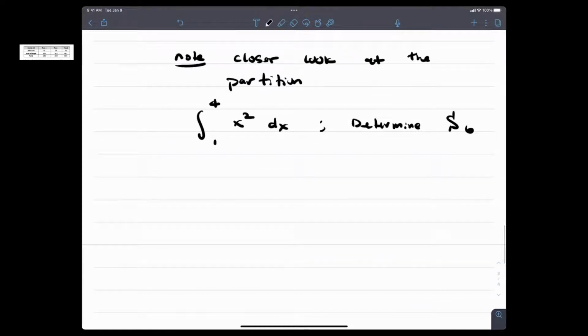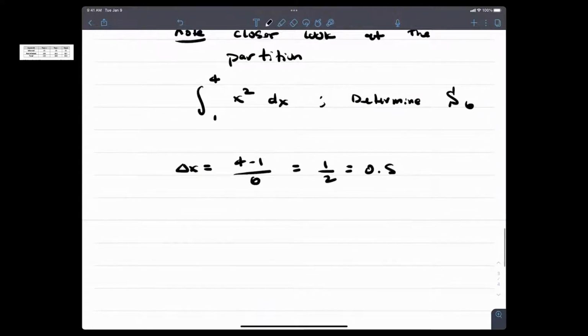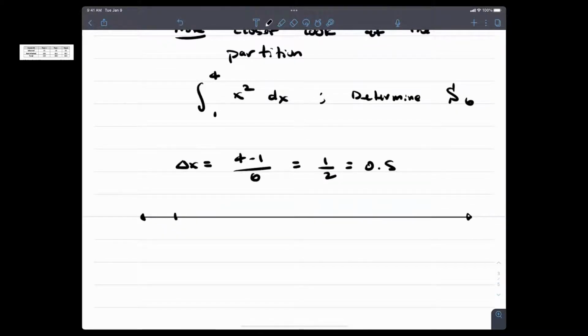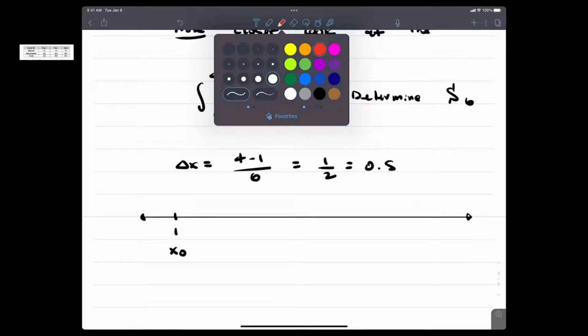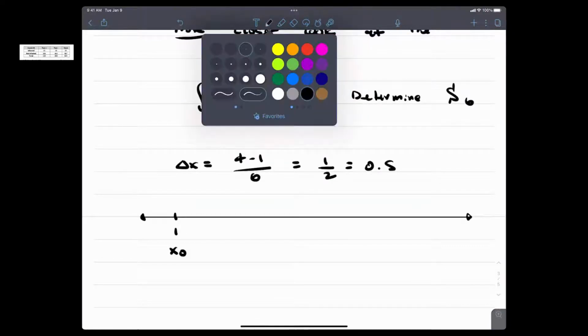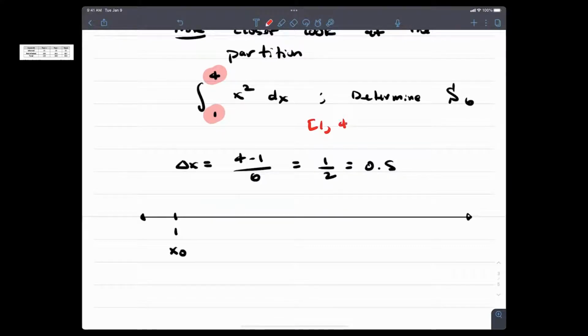But now, where do you start with your partition, right? Remember, delta x is going to be 4 minus 1 over what number? 6, which is 1/2, right? 3/6, which is 0.5. So when you do the partition, I want you guys to consider that, right? Where do you start now? 1, that's your x naught. You guys okay with that? Because you're going now from what again? 1 to 4. So the interval is from 1 to 4.